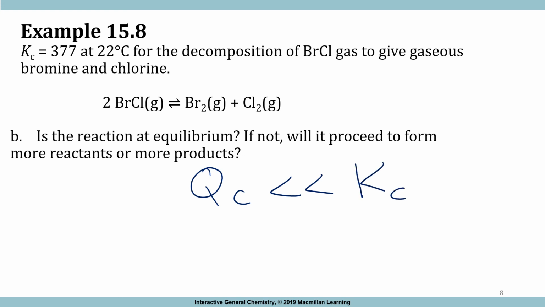So we found that Qc was smaller than Kc, and part B says, is the reaction at equilibrium? Well, that's not possible. For it to be at equilibrium, your Q needs to equal K, and since that's not the case here, it is not at equilibrium. And then it says, if not, will it proceed to form more reactants or more products? Well, since Q is a lot smaller than K, it's going to want to form more products. It's going to want to shift towards the products, or shift right, in order to get back to equilibrium. So I'm going to circle, form more products.